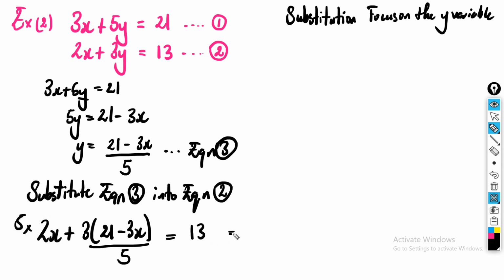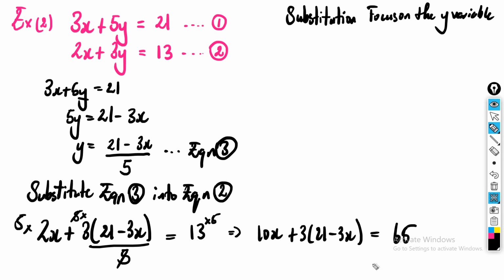So this would end up giving me 10x, this 5 times this 2x, and everything here would just cancel out, and I would get plus 3 times (21 minus 3x) is equal to 5 times 13. How much is 5 times 13? 5 times 10 is 50, and then 3 times 5 would give us 15. So this would be 65.